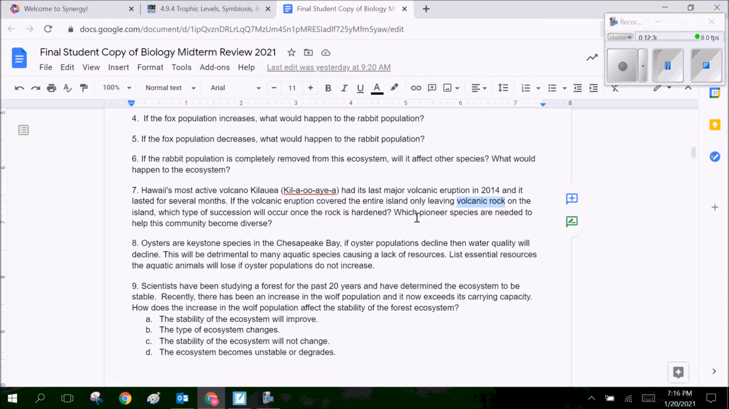What pioneer species are needed? Well, remember, pioneer species are needed to break down rock in most cases. So lichens, mosses, and grass break down rock. Those would all be good for that.